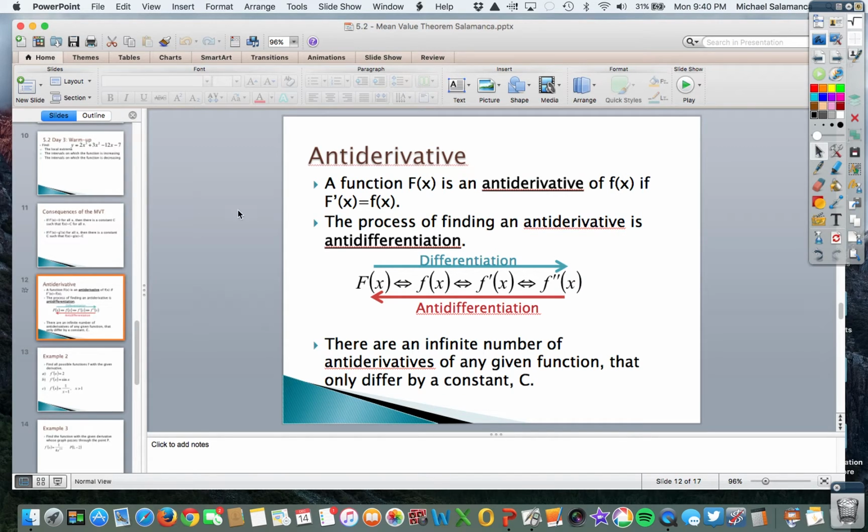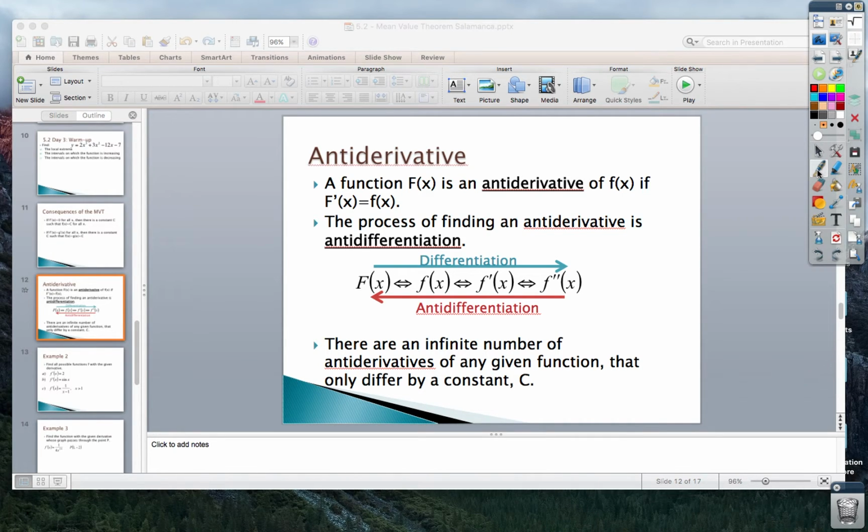So the part that's going to be weird now, because we spent so much time on derivatives, is going into antiderivatives. Now, a function F of x is called an antiderivative of f of x if F prime of x equals f of x. So notice the notation change here. F of x in capital letters is an antiderivative of the original function f of x in lowercase if the derivative of that big F of x is equal to the little f of x.